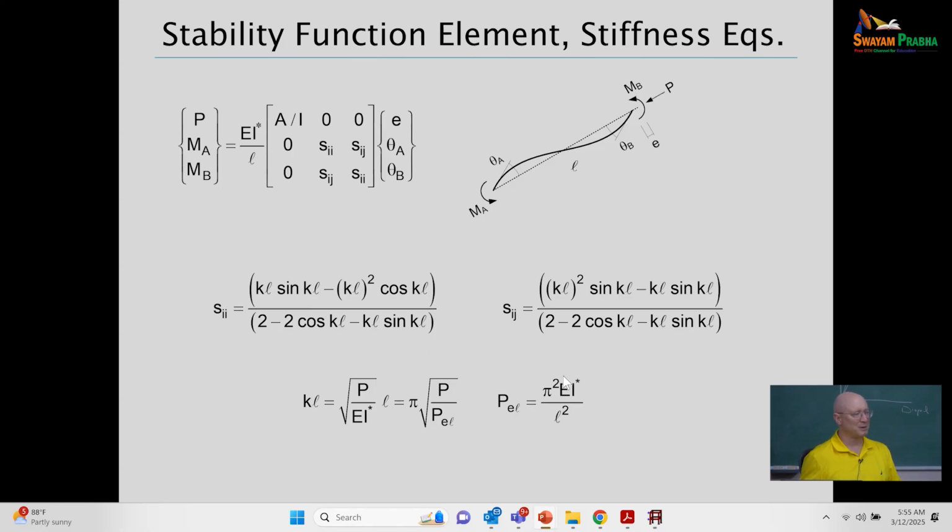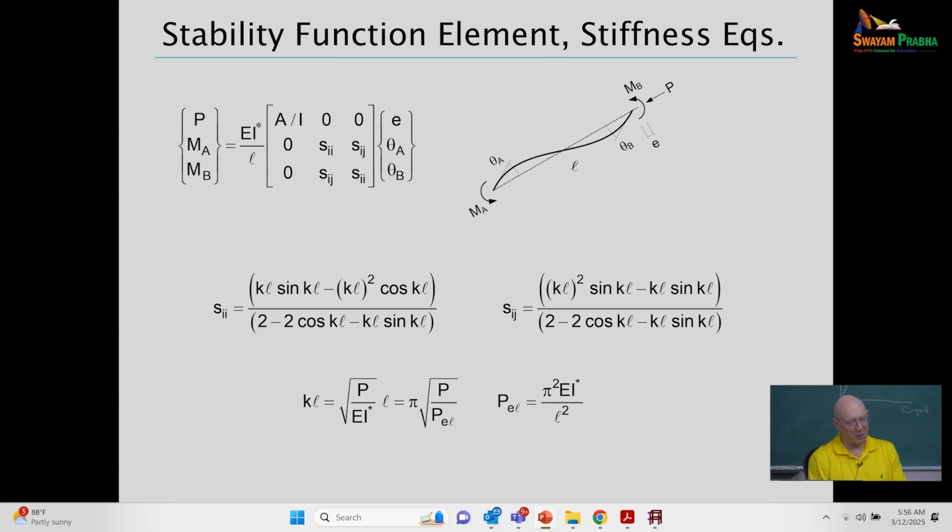How do we get those? We're basically solving the governing differential equations of this problem based on Euler-Bernoulli beam theory with elastic response. And with this, a term that is prominent within these coefficients, SII and SIJ, is often labeled kL, or sometimes you see it written as kappa L. This lowercase k here is not an effective length factor. This is a different k.